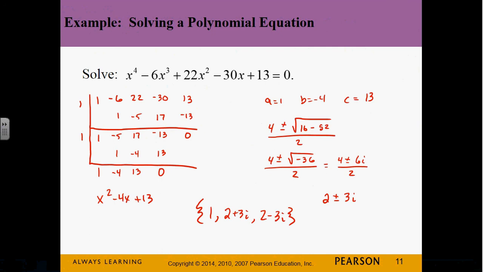But now we see why roots will always pop up in complex conjugates, right? It's because of the quadratic formula. This is a plus or minus. So if it's something plus something, it's also going to be something minus something. So that's where the complex conjugate comes into play.